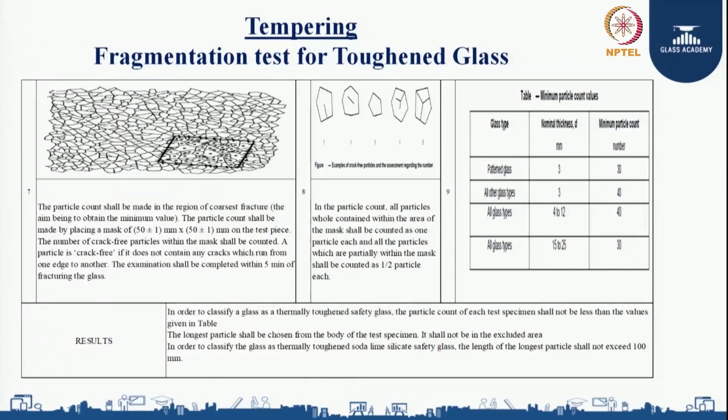So basically I need to understand 3 points at the time of conclusion. What is the particle count that I am getting? It should be minimum 40 if my thickness is 4 to 12 mm. I need to see the longest particle, and it should not be in the excluded area, and the longest particle length should be not more than 100 mm. So this is how I am ensuring the tempered glass quality through the fragmentation test.